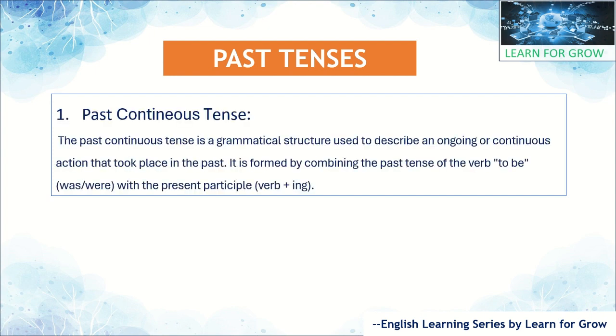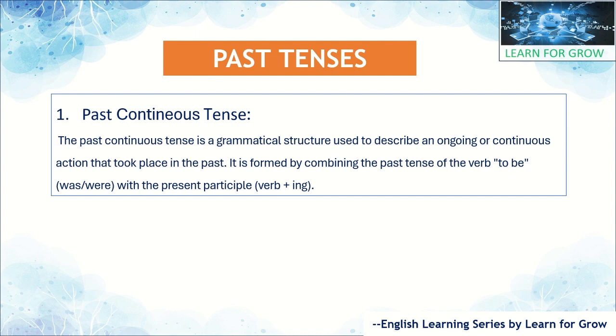Let's have a definition. See here guys, the past continuous tense is a grammatical structure used to describe an ongoing or continuous action that took place in the past, okay? And it is formed by combining the past tense of the helping verb to be, was, were. Here we are using the helping verb was, were with the present participle, meaning at the end of the main verb we are placing an ing, okay? Just keep in mind, this is a very simple concept, okay? Past continuous means the activity was happening in the past and it was continuing, okay?